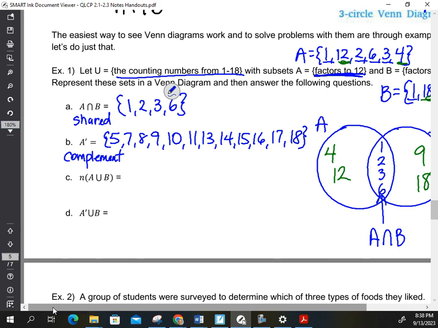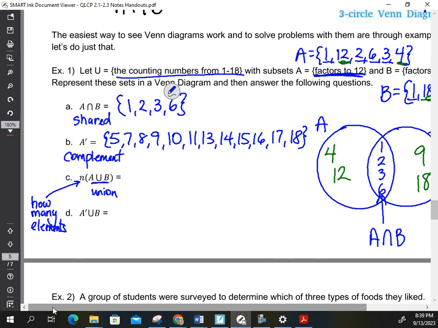Letter C, N of A union B. So what this means, the N sitting right there means how many elements are in the union of A and B. So remember, like I told you, order of operations means you start inside the parentheses. So let's start inside the parentheses.